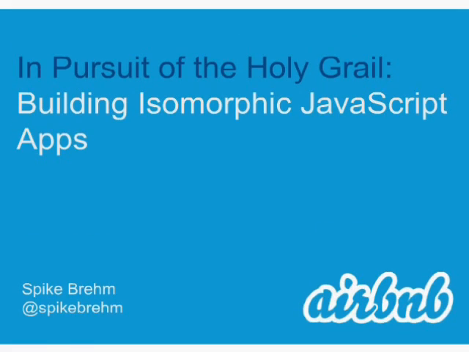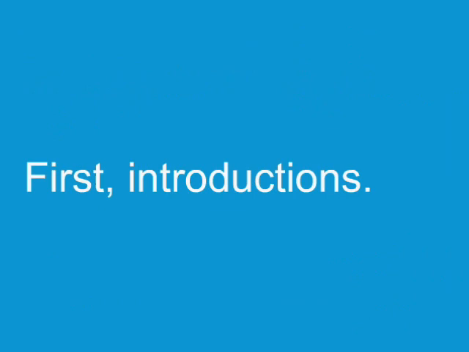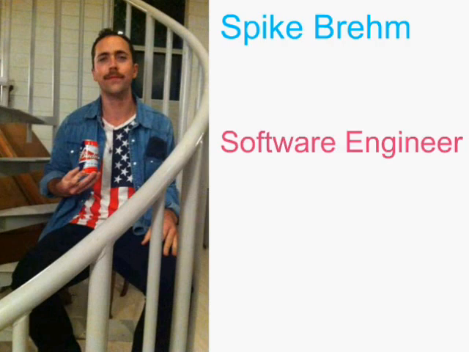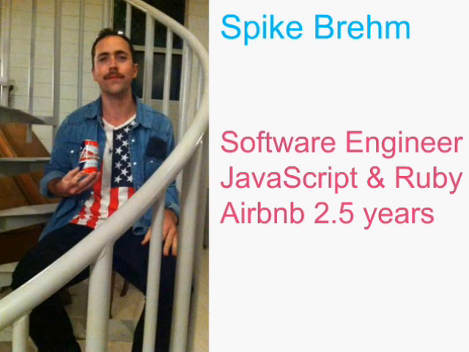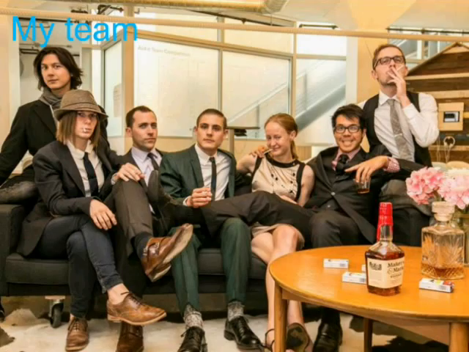So I'm Spike. This is me. I live in San Francisco. I'm a software engineer. I do mostly JavaScript and Ruby, both client and server. And I've been at Airbnb for about 2.5 years now. And this is my team here in San Francisco. This is on Mad Men Day. We built a bunch of internal tools and other things at Airbnb.